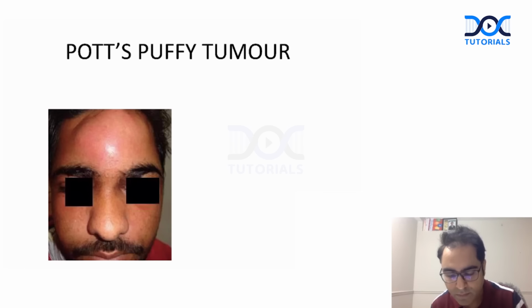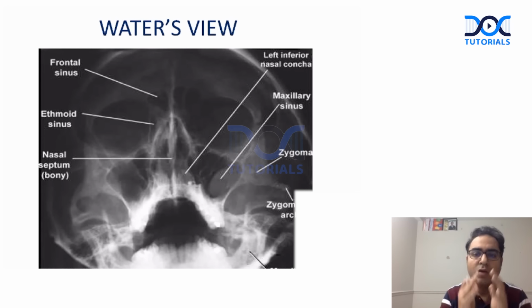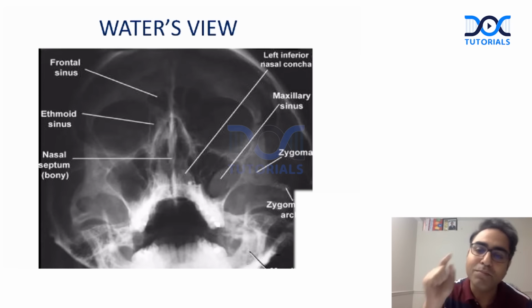Again, very commonly asked in the exam is Waters view, the sinus X-ray. What is the most commonly done X-ray for sinuses? Waters view. What is the best X-ray for sinuses? Waters view. Waters view is technically which view? Occipitomental view. It can be done with the open mouth also, which is better. Waters view done with the open mouth is called Pierre Poirier's view. Waters view shows which sinus the best? The answer is maxillary sinus. It shows all sinuses except the posterior ethmoid.